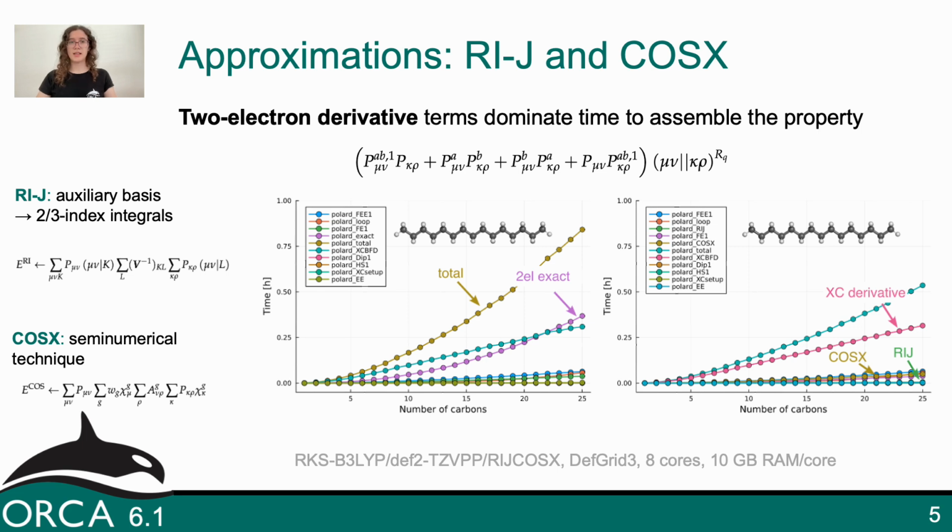So we can take a look. I've got here some scaling with the length of a linear alkane chain with the number of carbons. So we can see that in case the two electron derivative is done exactly, the calculation of this term will eventually dominate the computational time for constructing the property, while if we apply COSX and RIJ, these two contributions are somewhere here in the dust, and the computational time is reduced.